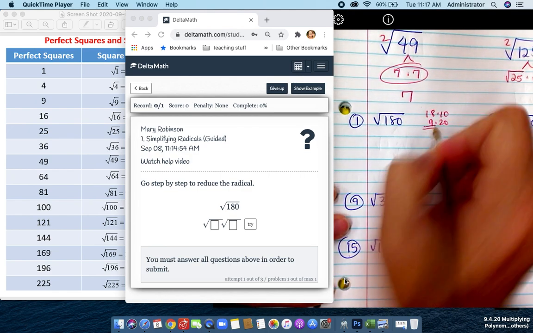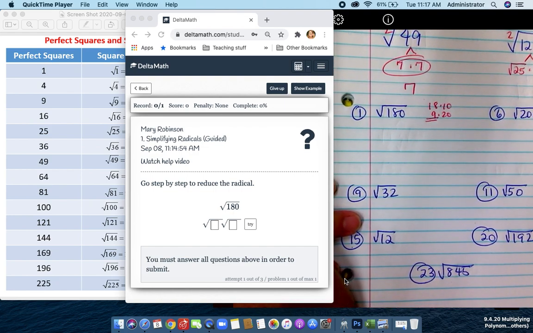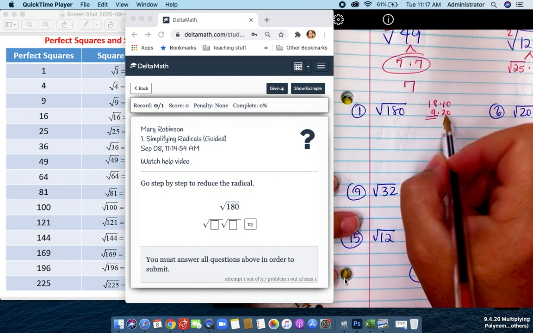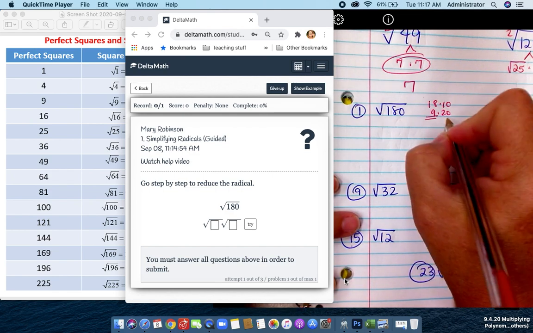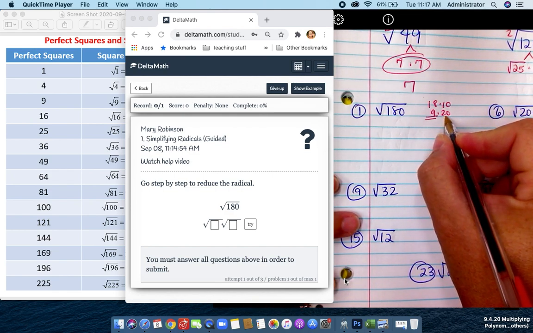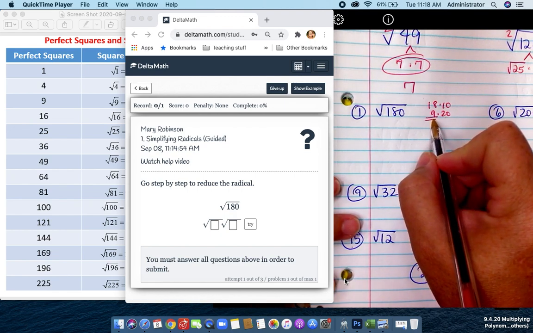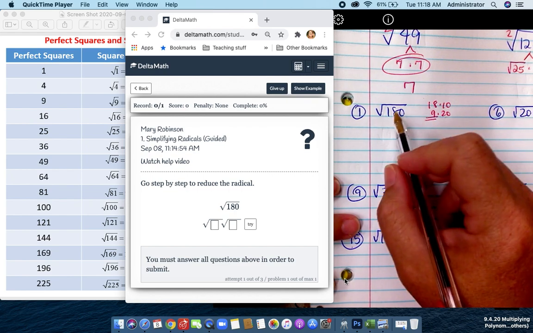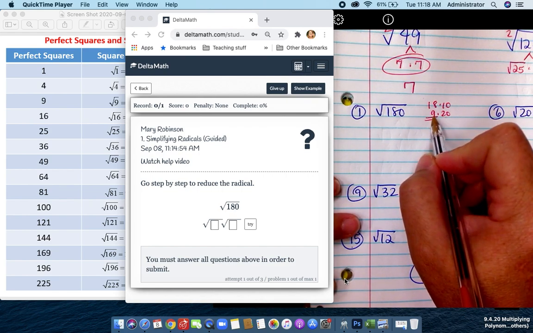Now 9 is a perfect square, so we might be able to use 9 to simplify that. However, when I look at 20, I automatically see the 20 and think about 4 and 5. So if this breaks down to 4 and 5, 4 being a perfect square, that might mean that there's a larger perfect square factor than 9.